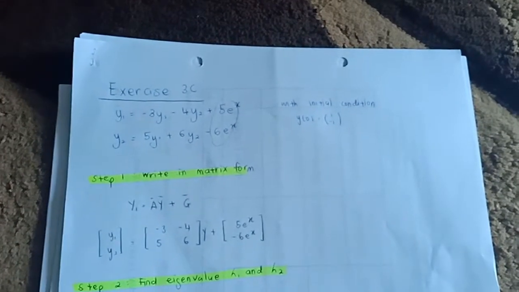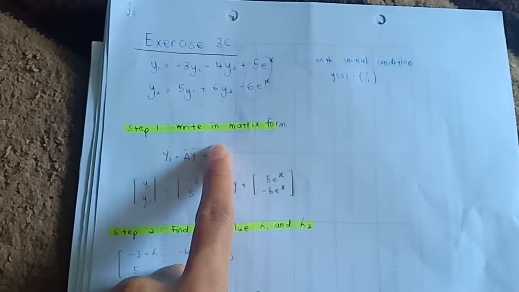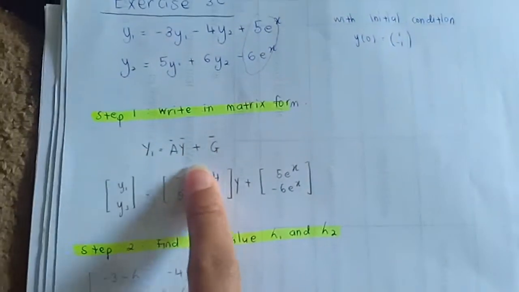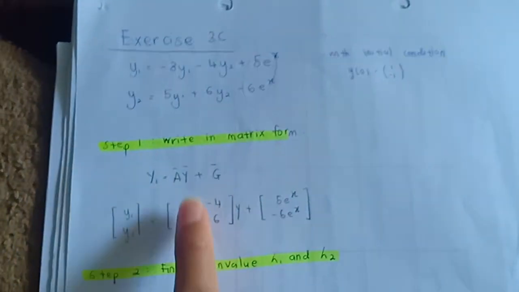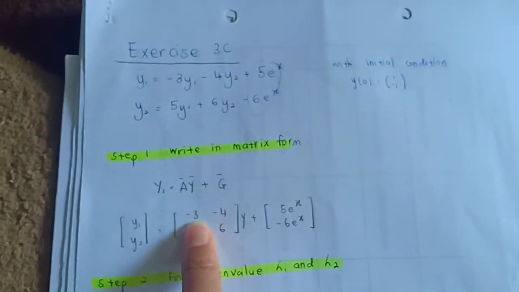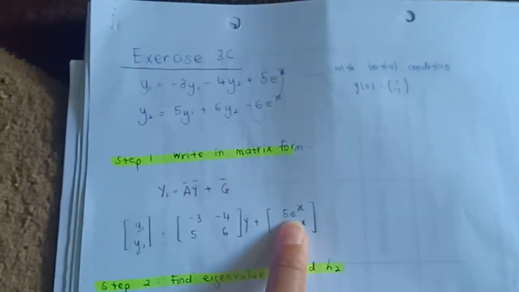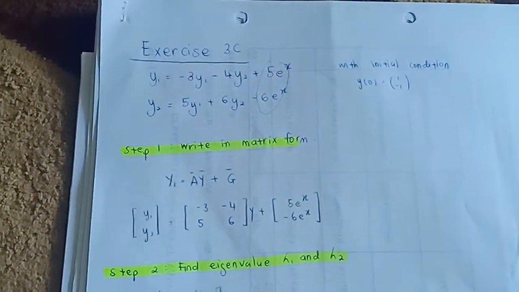The first part, we will find yc by doing the same steps as the homogeneous equation. The first step is to write in matrix form, y' equals Ay plus g. We can get A and g straight away from here. This is A: negative 3, negative 4, 5, 6, times y, plus g. This will be our g. So we have settled the first step.